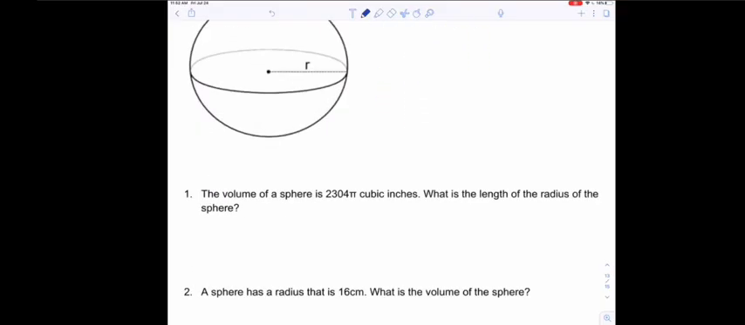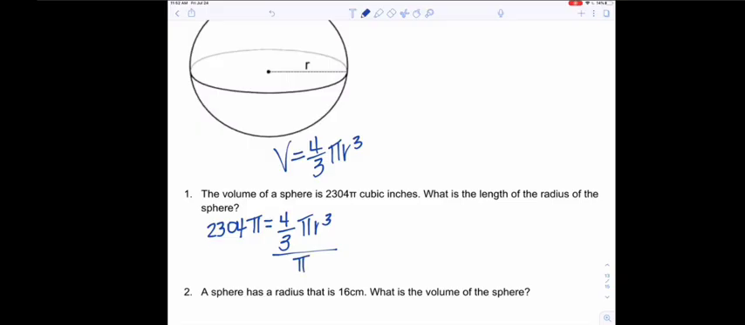All right, here we go. Okay, let's start with this first question. It says the volume of a sphere is 2,304 pi cubic inches. What is the length of the radius of the sphere? Okay, so we know the equation is volume equals 4/3 pi r cubed. So we're just going to plug in our information. Wherever I see volume, I just put in 2,304 pi, which equals 4/3 pi r cubed. So I'm going to start off just by dividing by pi, so I can eliminate pi and simplify this for myself. So I have 2,304 equals 4/3 r cubed.